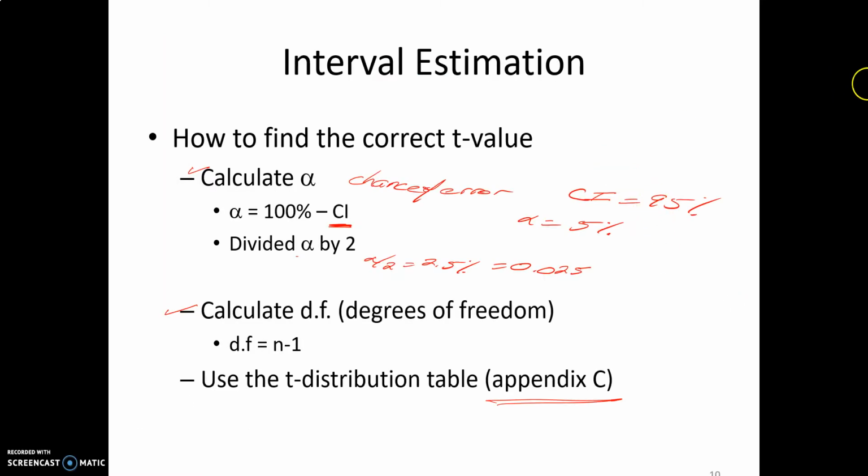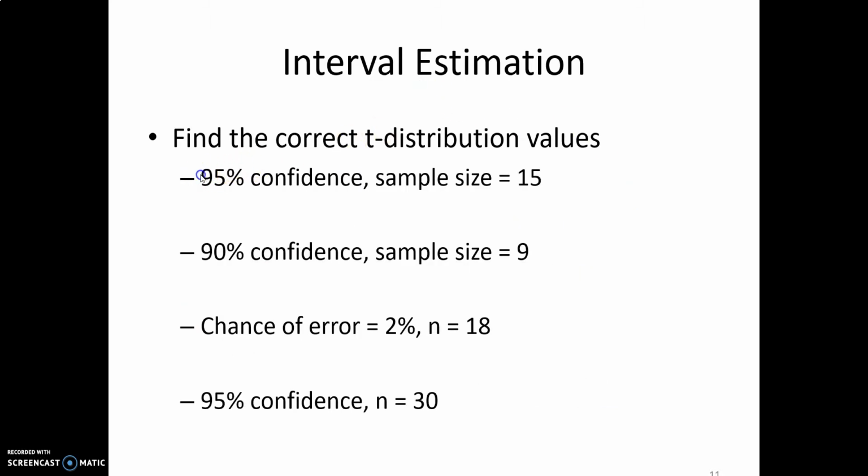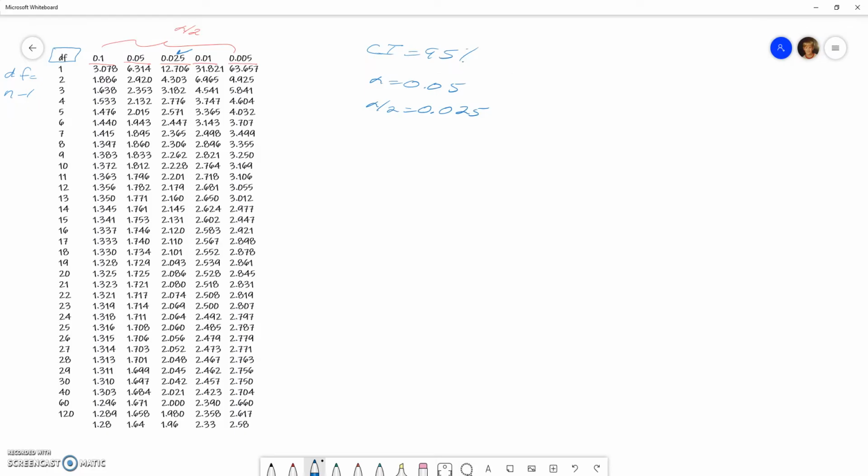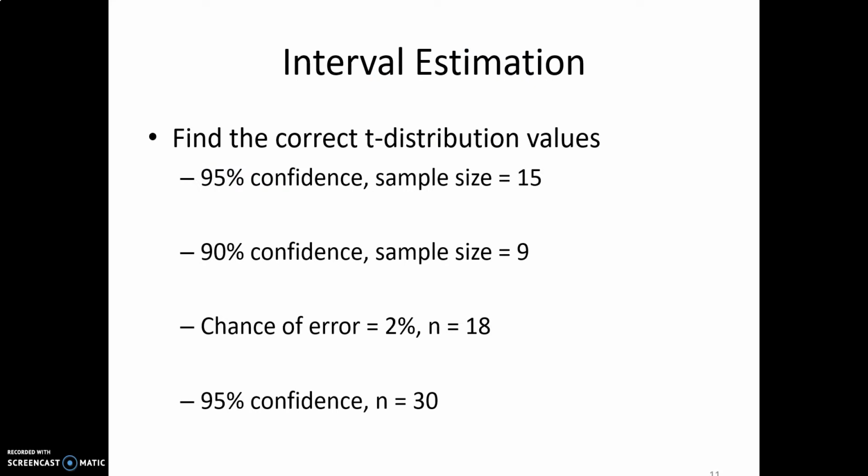Let's go here. Example 1, let's do this in green. Example 1 is 95% confidence and sample size is 15. Just because my memory is not as good as it used to be. There we go. Sample size is 15.